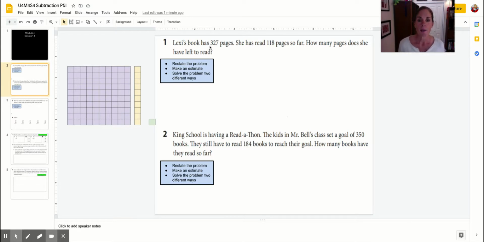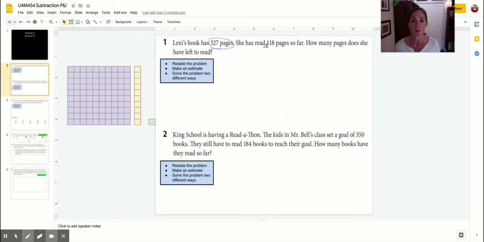Lexi's book has 327 pages. She has read 118 pages so far. How many pages does she have left to read? Well, the first thing you need to figure out is, is this an addition problem or a subtraction problem? I know it's a subtraction problem because it gives me clues, like how many pages does she have left? That means it's less than the original number. And what is the original number? Well, the original number is 327 pages total. So let's circle that.